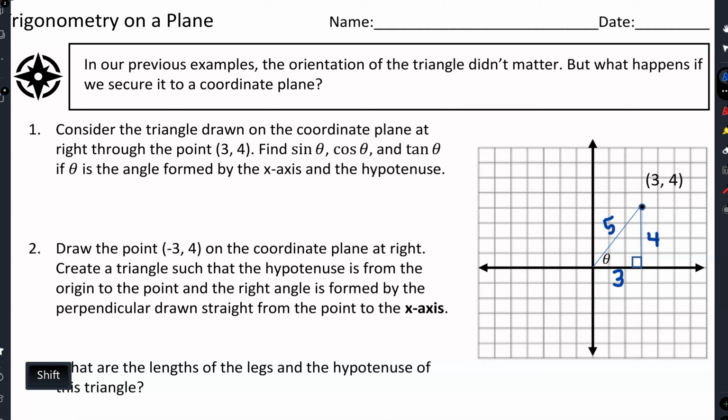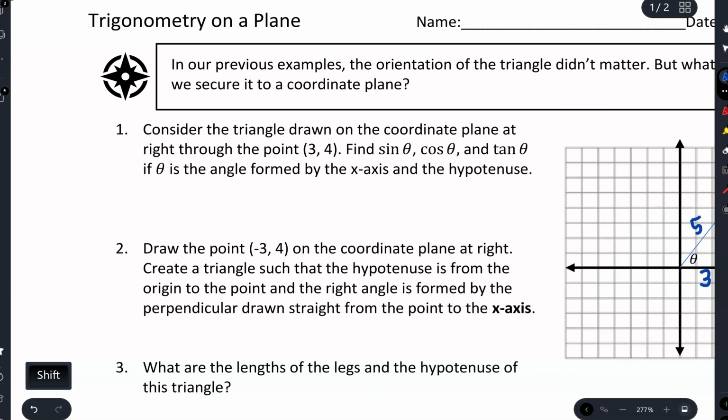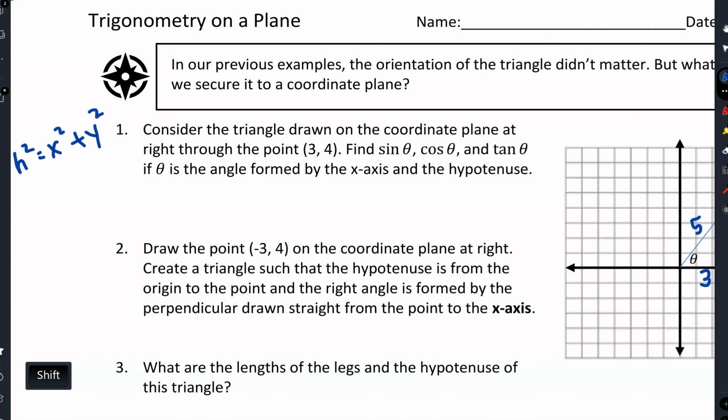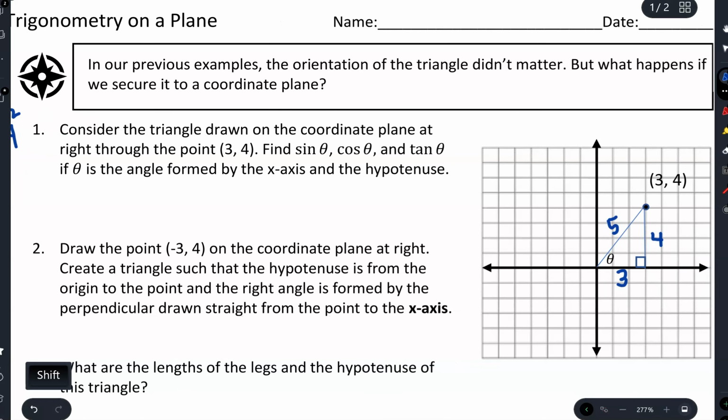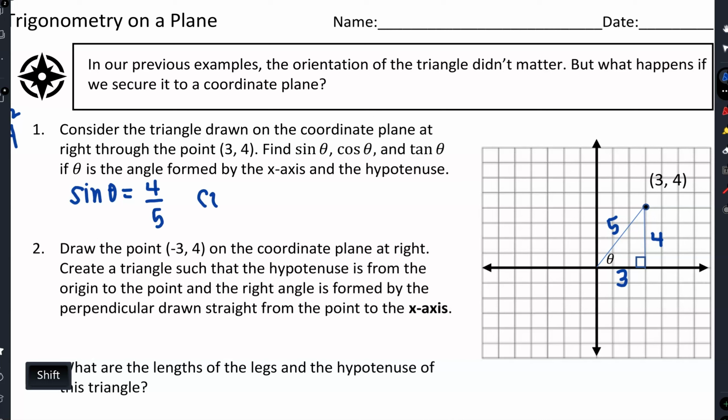Okay. So think about that. Your hypotenuse squared is going to be equal to your x squared plus your y squared. Now remember, I told you all these values when you took the square roots were always going to be positive. That's not always going to be the case. So if I wanted to find sine of theta, sine of that angle theta is going to be your opposite side, so it's going to be 4 over your hypotenuse.